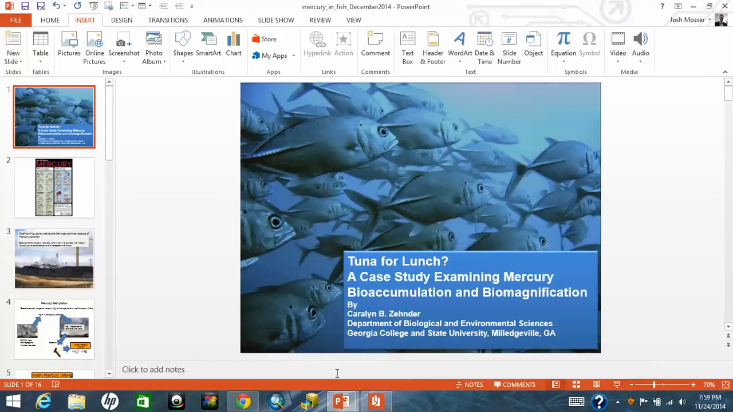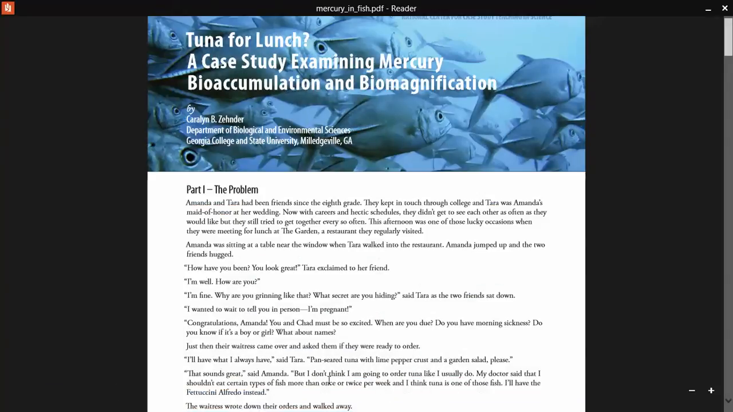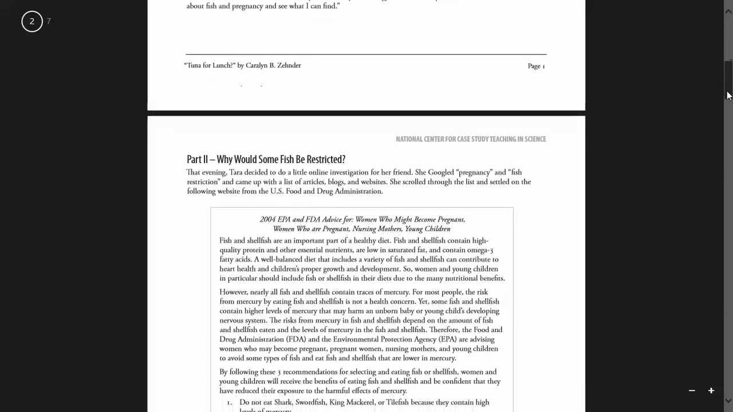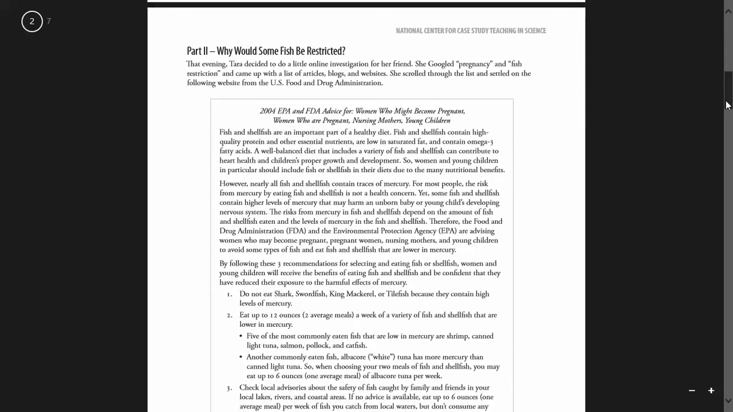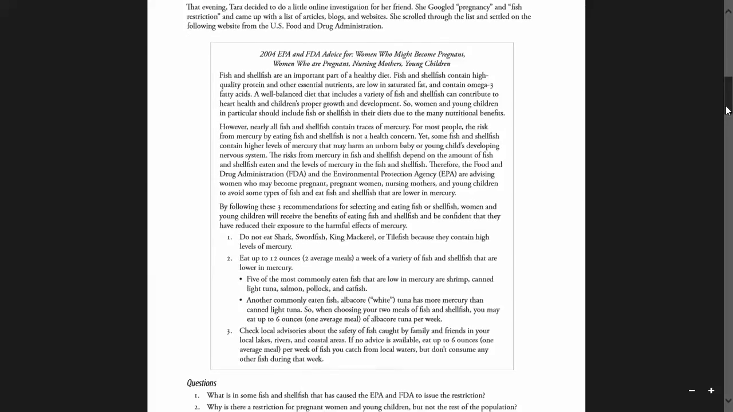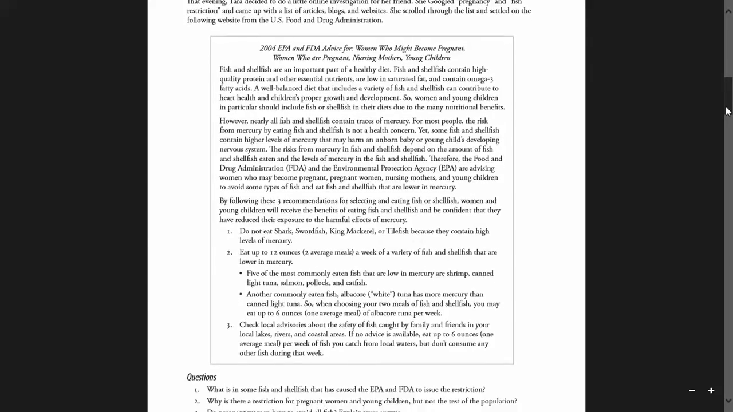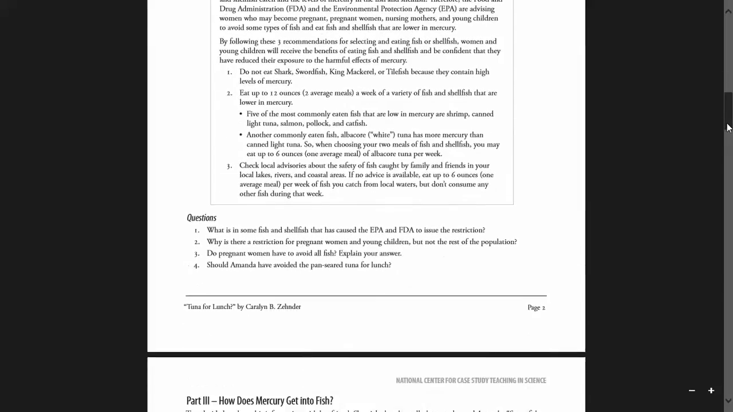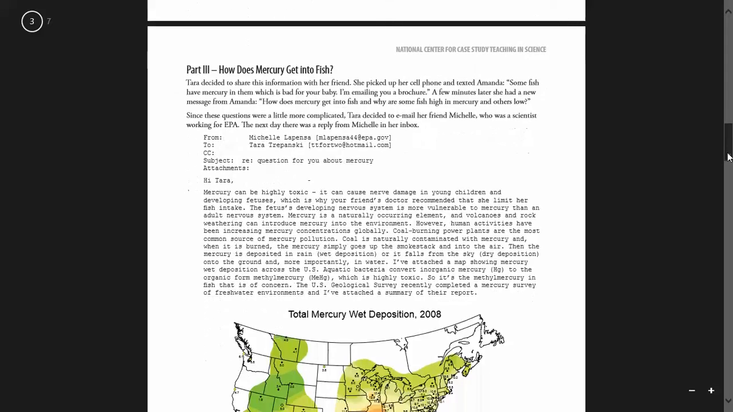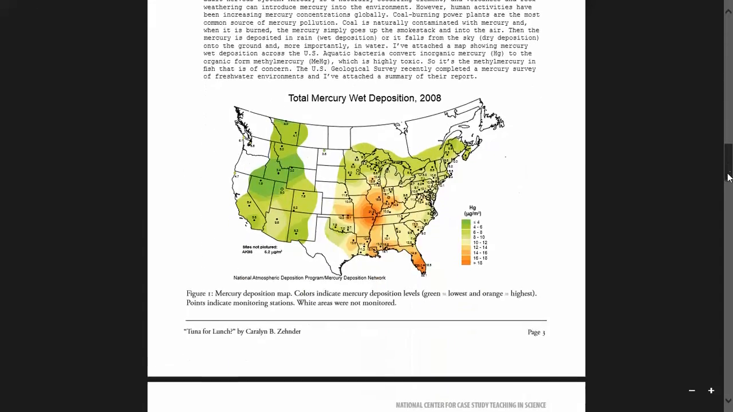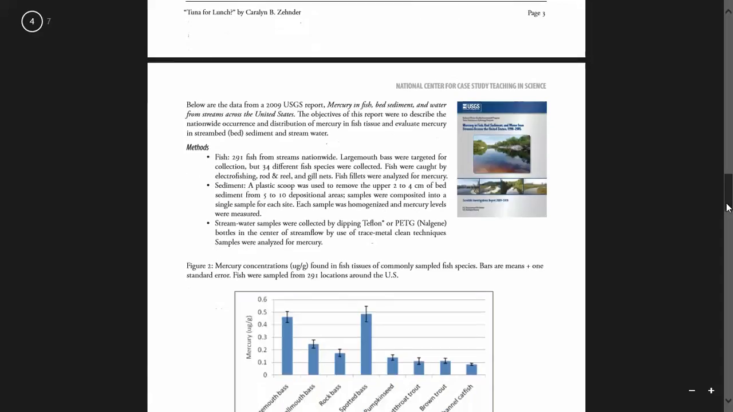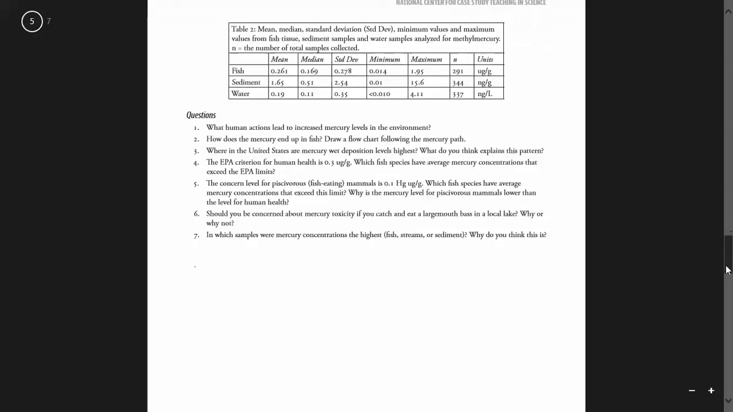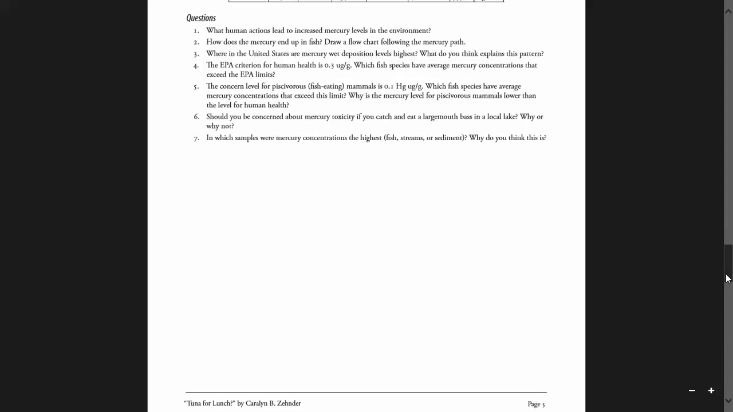So what you guys are going to wind up doing is going through this case study. It pretty much details what I just went over. I wanted to explain a little bit. There are some places for you to read in here where it talks about the EPA and the FDA advice for women who might become pregnant and the fish choices that they should probably make while they're pregnant. There are some questions to answer here down at the bottom of page 2. Then you go into part 3 where it talks about how mercury exactly gets into fish. Here are the details of that report that I was talking about in the presentation. And then you have 7 questions here on the bottom of page 5 that you need to answer as well.